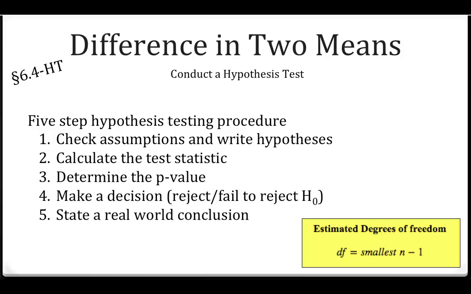Step 4, you compare your p-value to your alpha level to determine if you should reject or fail to reject the null hypothesis. And step 5, state a real-world conclusion. Let's look at an example now. Again, we'll look at this first by hand using the formulas, and then I'll take you to Minitab Express.